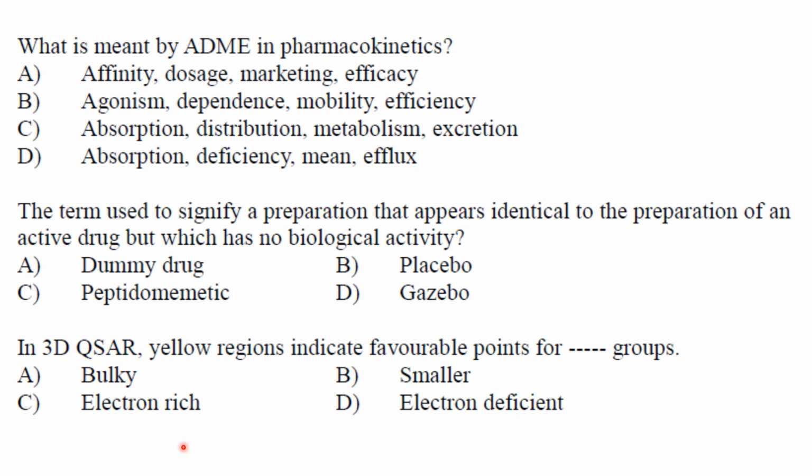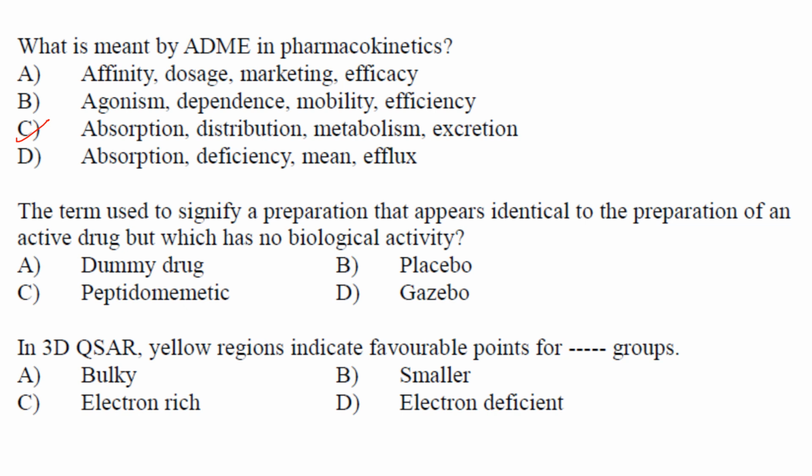Then what is meant by ADME in pharmacokinetics? It is absorption, distribution, metabolism, excretion. Answer is C. And these four processes, they describe the fate of the drug in the body.